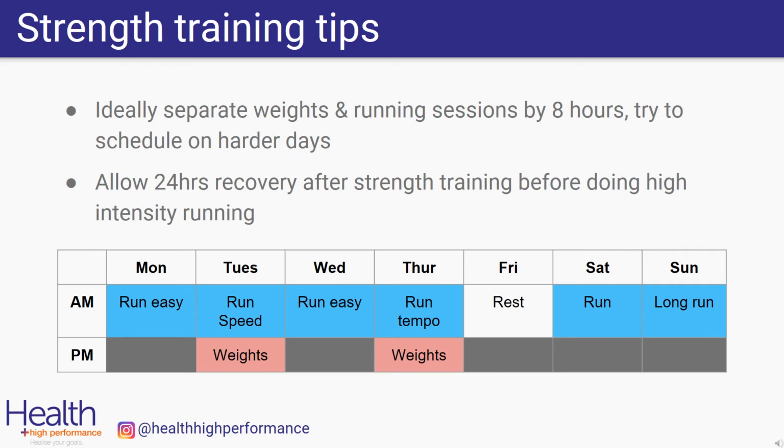How to schedule your strength training sessions. Ideally, you want to separate your running and weight sessions by 8 hours and put your weights on the same day as your harder runs. This leaves your easy days as exactly that.